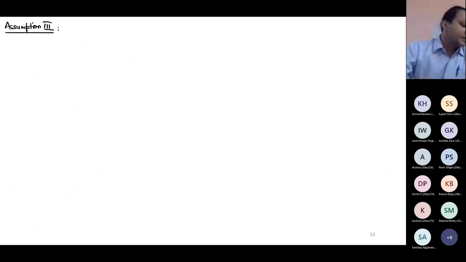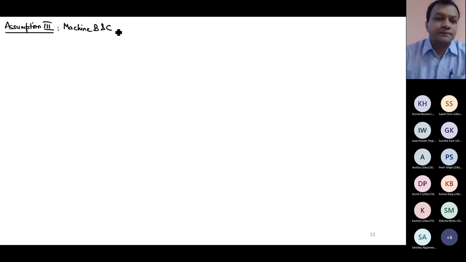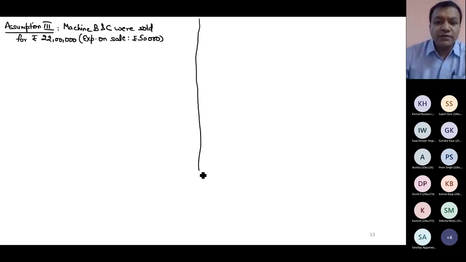Now assumption 3 says machine B and C were sold for 22 lakh. Not for 5 lakh, were sold for 22 lakh. Can you tell me the answer now? So the written down value on 31 March 2021 will be nil, because of which the depreciation will also be nil. How is the closing WDV nil? It will be negative. How can you say it is nil? Won't it be negative?